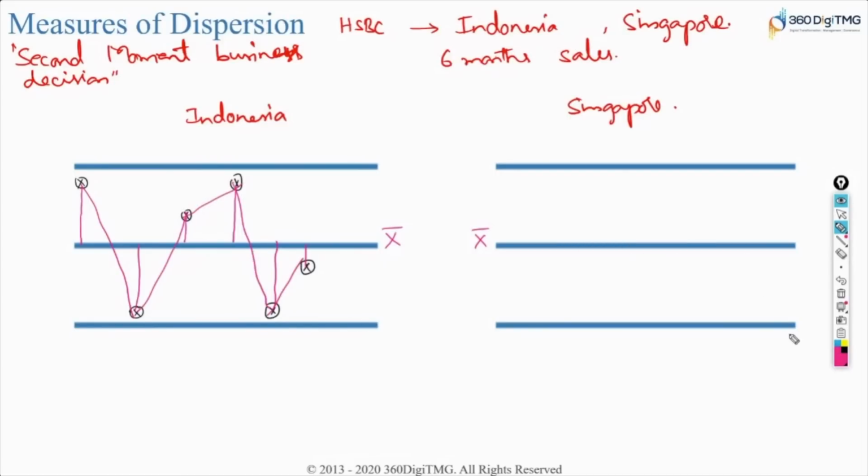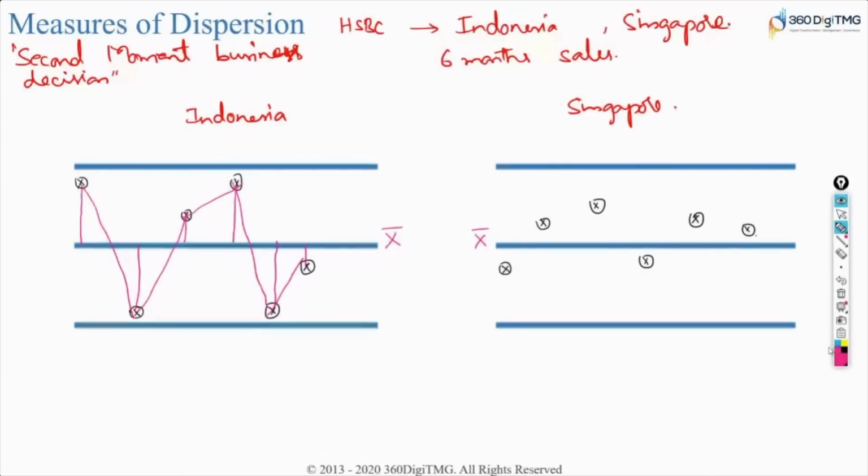Now let's look at Singapore. In Singapore, say the first month sales was down, less than your average sales. Next month, it was say higher. Third month was here. Fourth month came down. Fifth month was here. Sixth month was somewhere there.